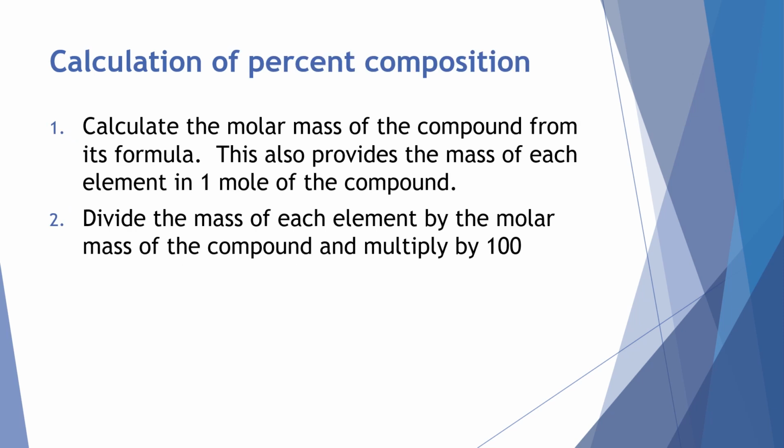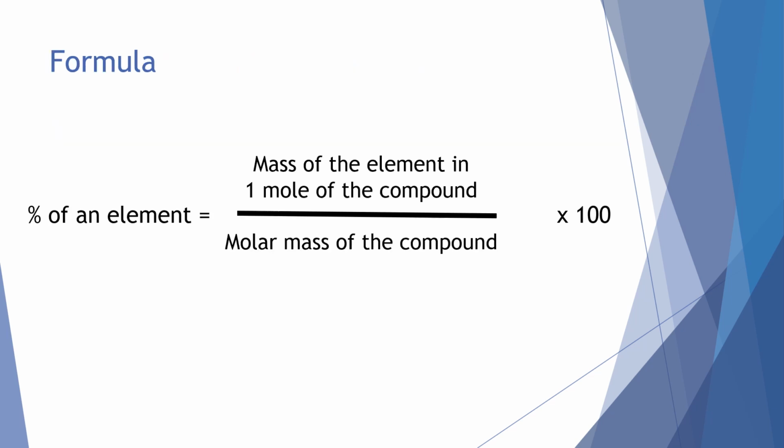So how do you calculate it? You calculate the molar mass of the total compound, and then from there you actually get the mass of each element as well. Divide the mass of each element by the molar mass of the compound and then multiply by 100. So it's pretty easy actually.